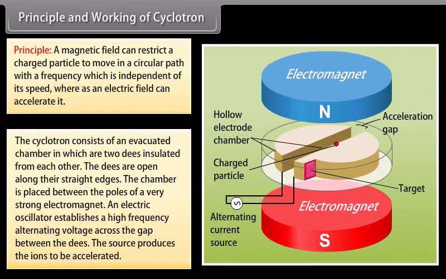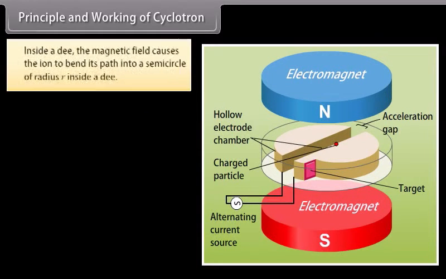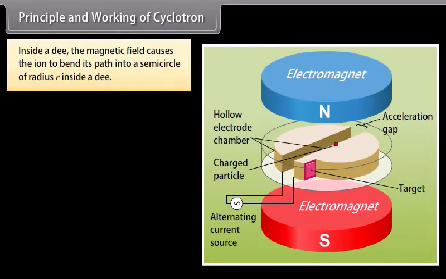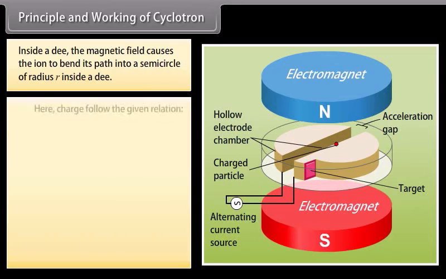Suppose an ion with a positive charge q and mass m is at the center of the gap when D1 is at negative potential with respect to D2. The ion is accelerated across the gap by the electric field between the Ds towards D1. Inside a D, the magnetic field causes the ion to bend its path into a semicircle of radius r. Here, the charge follows the relation qvB = mv²/r.